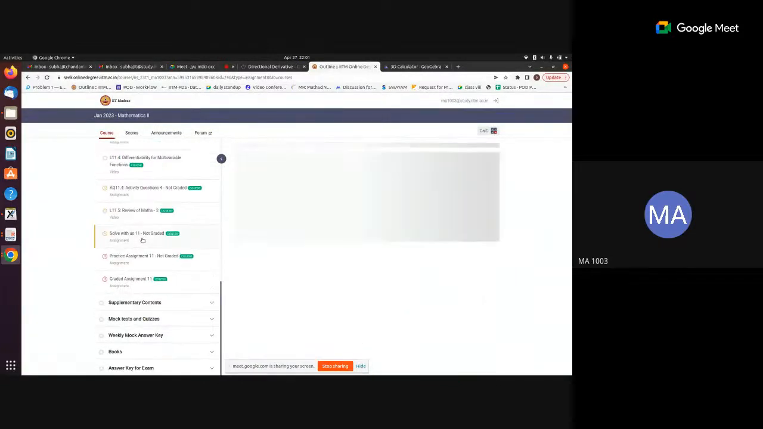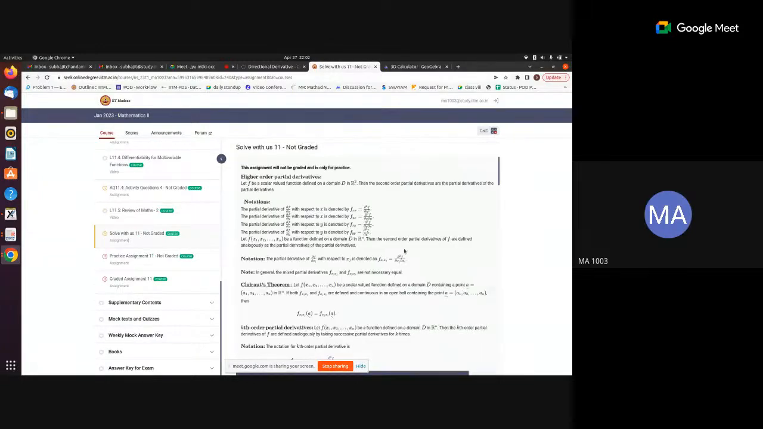So, with us, if I open it, we calculate the second order partial derivative. Does anyone have any doubt in calculating the second order partial derivative? No, sir. This is the same as we have done for first order, right? So put the second variable constant and then take the derivative with respect to the other variable.